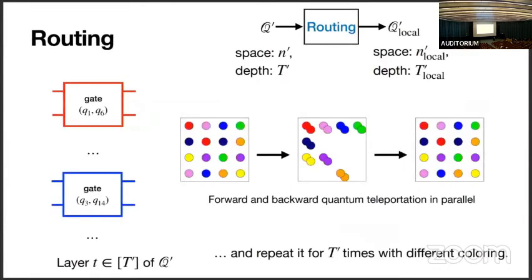Let me briefly talk about routing. Routing is nothing but, given one layer of the circuit, for example, here the red gate is applied to qubit 1 and qubit 6, and the blue gate is applied to qubit 3 and qubit 14. I colored qubits so that colors indicate the gate that I want to apply in this 2D lattice. For long range gates, if I have EPR pairs connecting those two qubits, then I can just teleport qubits, or instead use gate teleportation to simulate each layer of the circuit. And then you can simply repeat this for the entire layer of the input circuit.